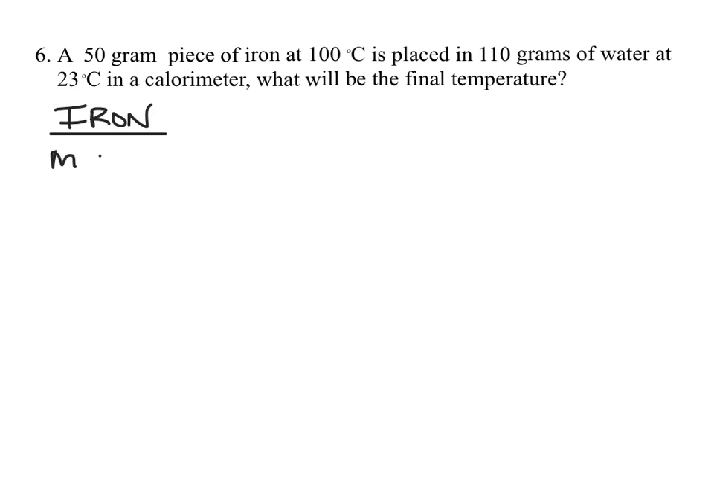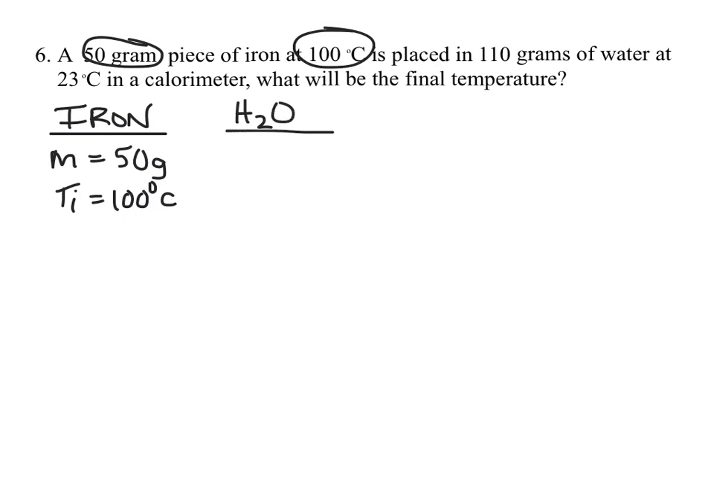So first of all, for my mass here, I have 50 grams of a piece of iron, and that's given to me right here. I also know that it's at 100 degrees Celsius. So that's its starting temperature. I then put it in 110 grams of water. So my water sample is the second sample, and I know I have 110 grams of that.